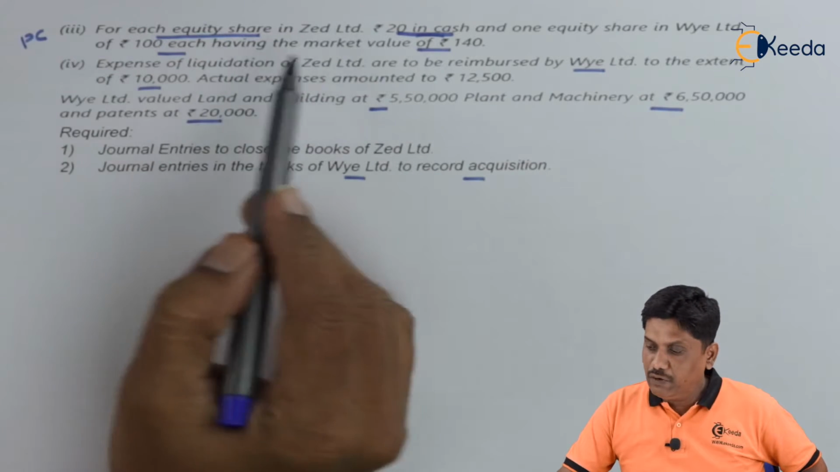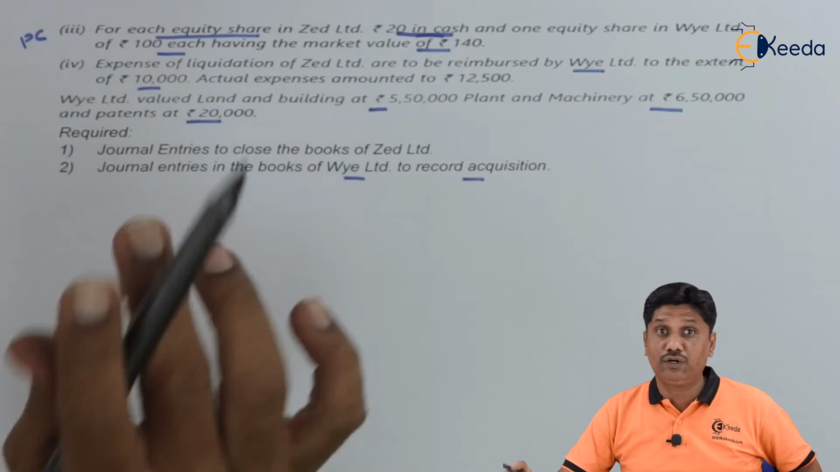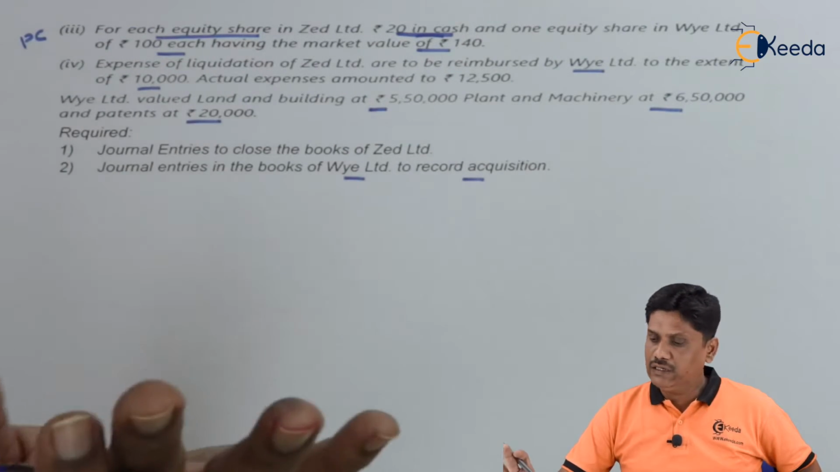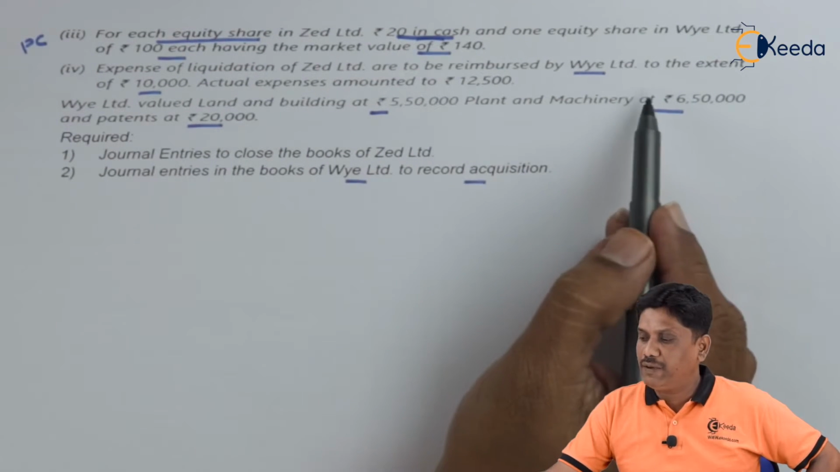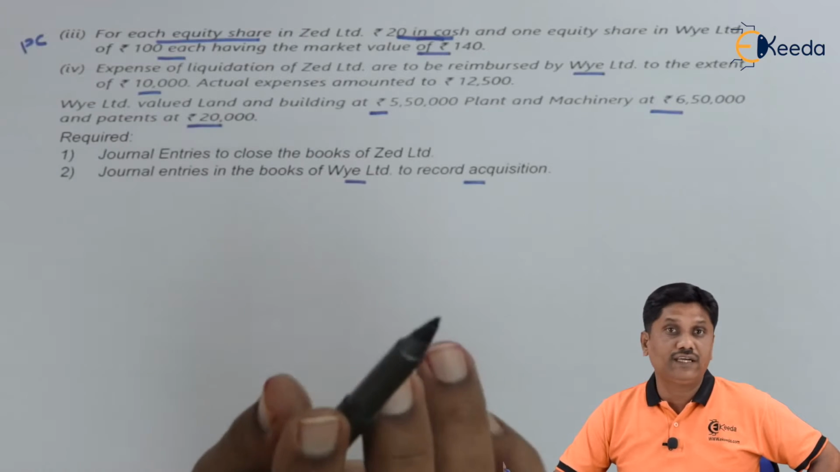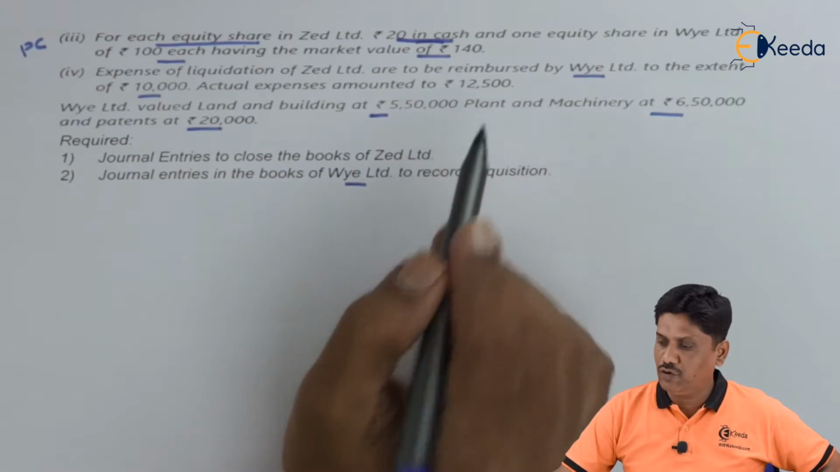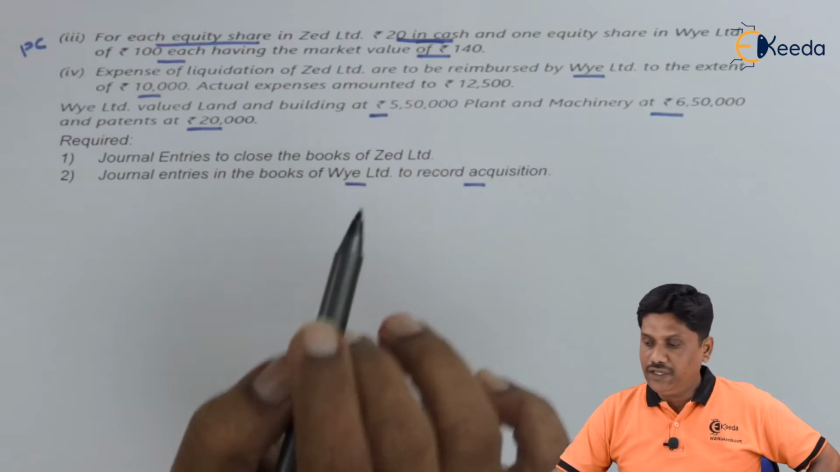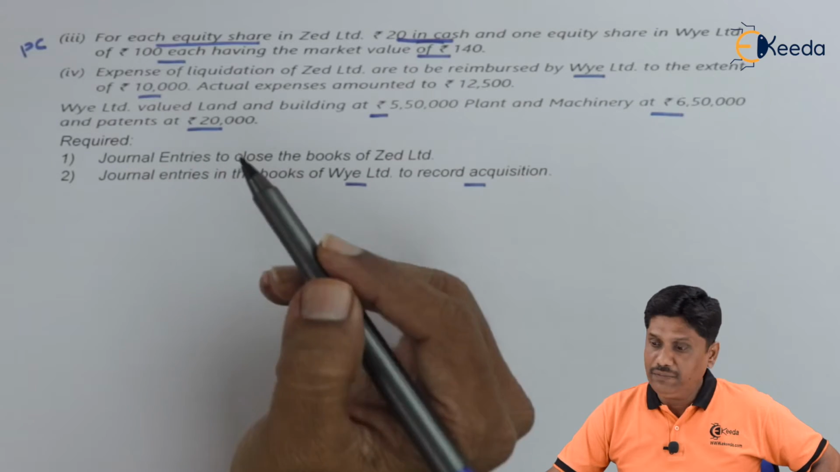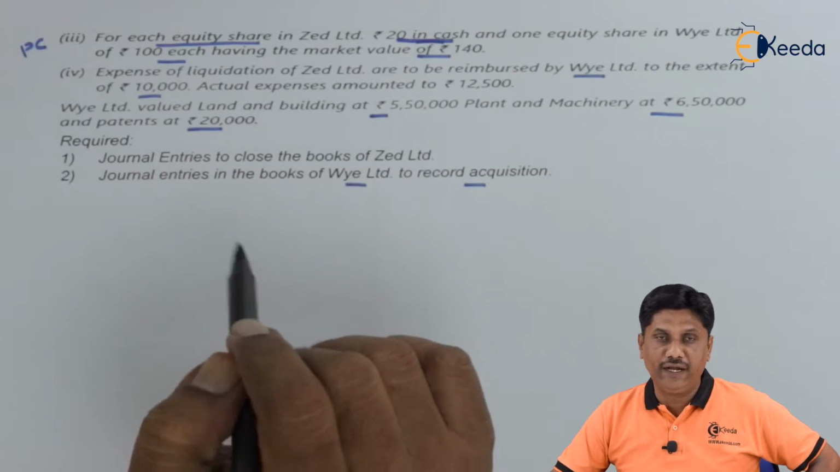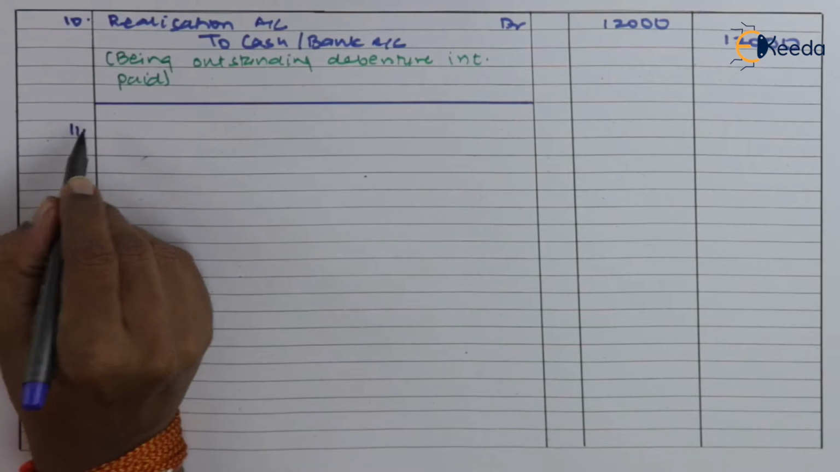Let us see what further is given. Point number 3 says about PC received for equity shareholder. Importantly, this PC will be paid only after you complete all other transactions. So for that, we'll wait and see. Expenses of liquidation of Z Limited are to be reimbursed by Y Limited to the extent of 10,000. They are saying actual expenses amounted to 12,500. So our entry will be realization account debit 2,500, purchasing company, that is Y Limited account debit 10,000 to cash or bank, and then one more entry to receive the amount. So I will pass both those entries.